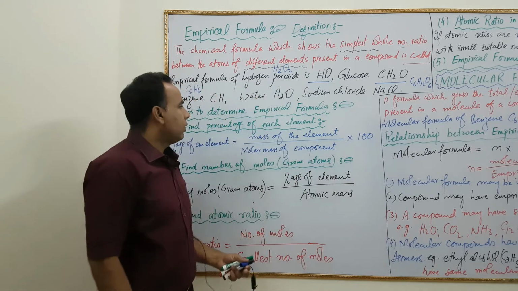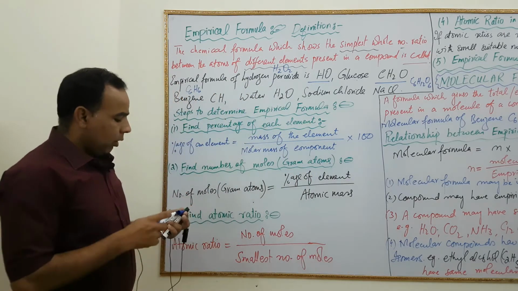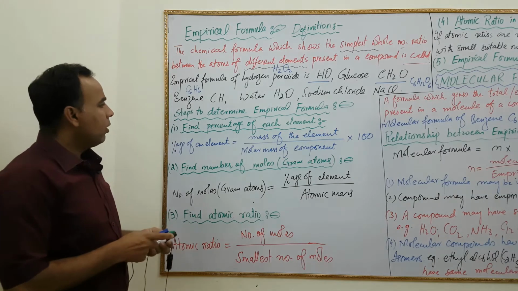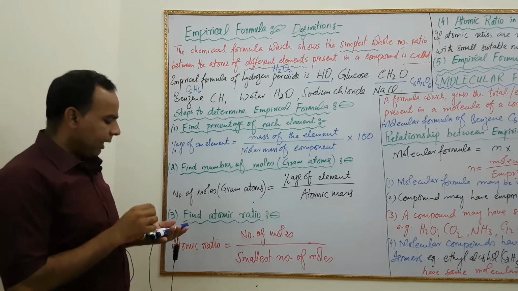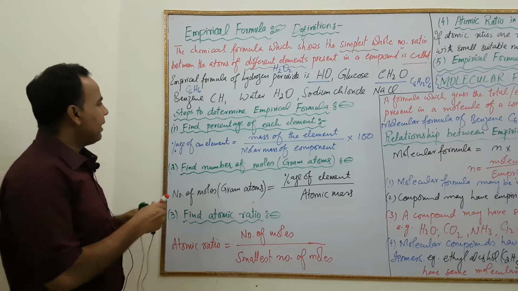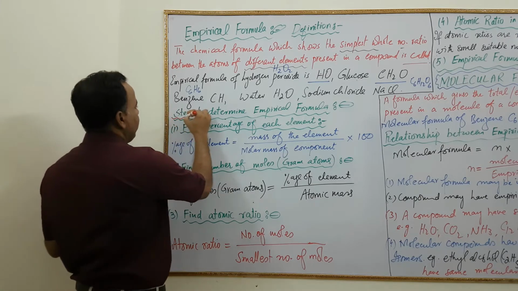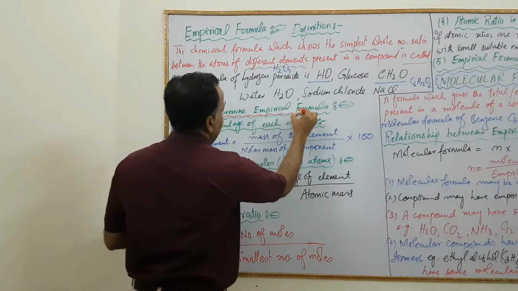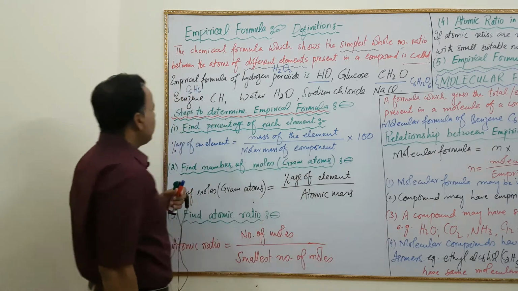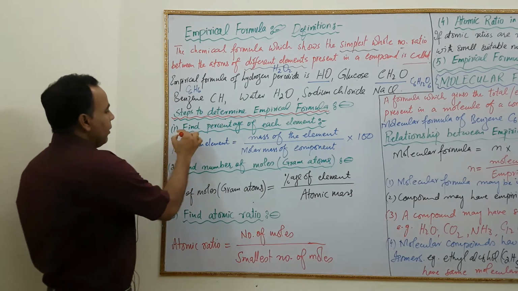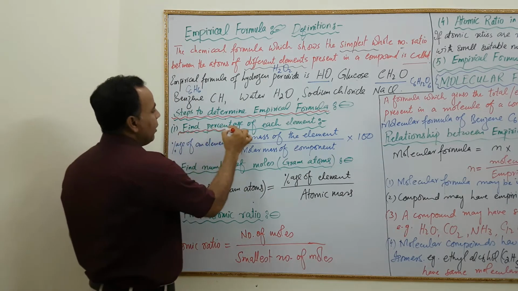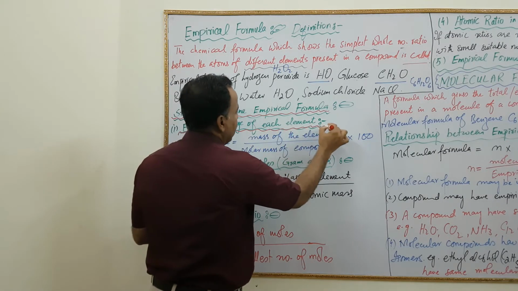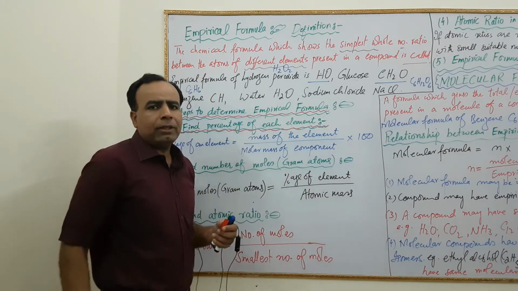Dear students, now what are the steps in which we can find out the empirical formula? Now the different steps to determine the empirical formula. Dear students, number 1, find out the percentage of each element. This is the first step, dear students.